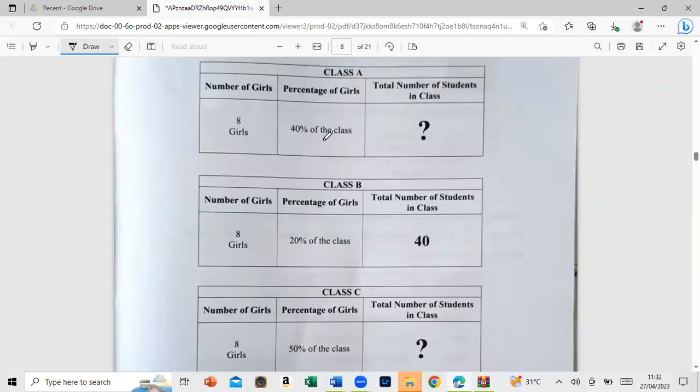40%. So girls is 40% and there's 8 girls. So let us work out how many students in the class. I think that would be much easier. So 8. All right, so let's see what's the total in the class. So if 40% of a number is equal to 8, what is the number? Let me take it from the angle.